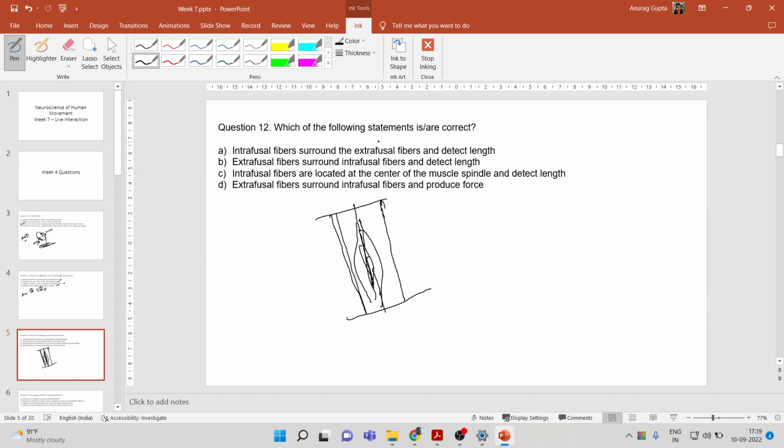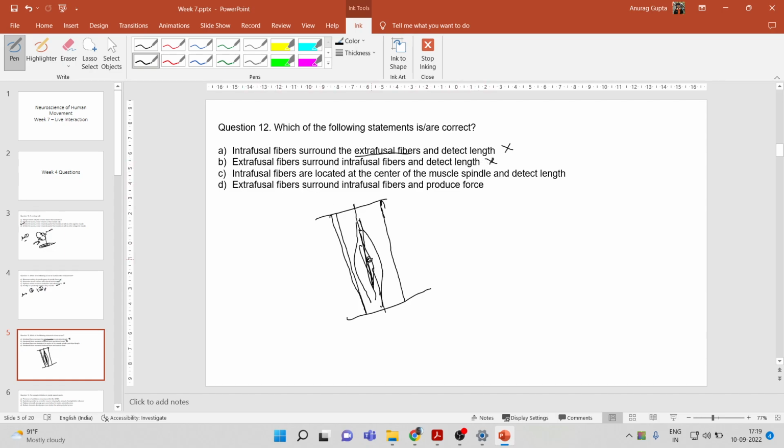Intrafusal fibers surround the extrafusal fibers and detect length. This is not correct. Intrafusal fibers do detect length, but they do not surround the extrafusal fibers. Extrafusal fibers surround the intrafusal fibers and detect length. Extrafusal fibers do surround the intrafusal fibers, but they do not detect length. It's the intrafusal fibers that detect length.